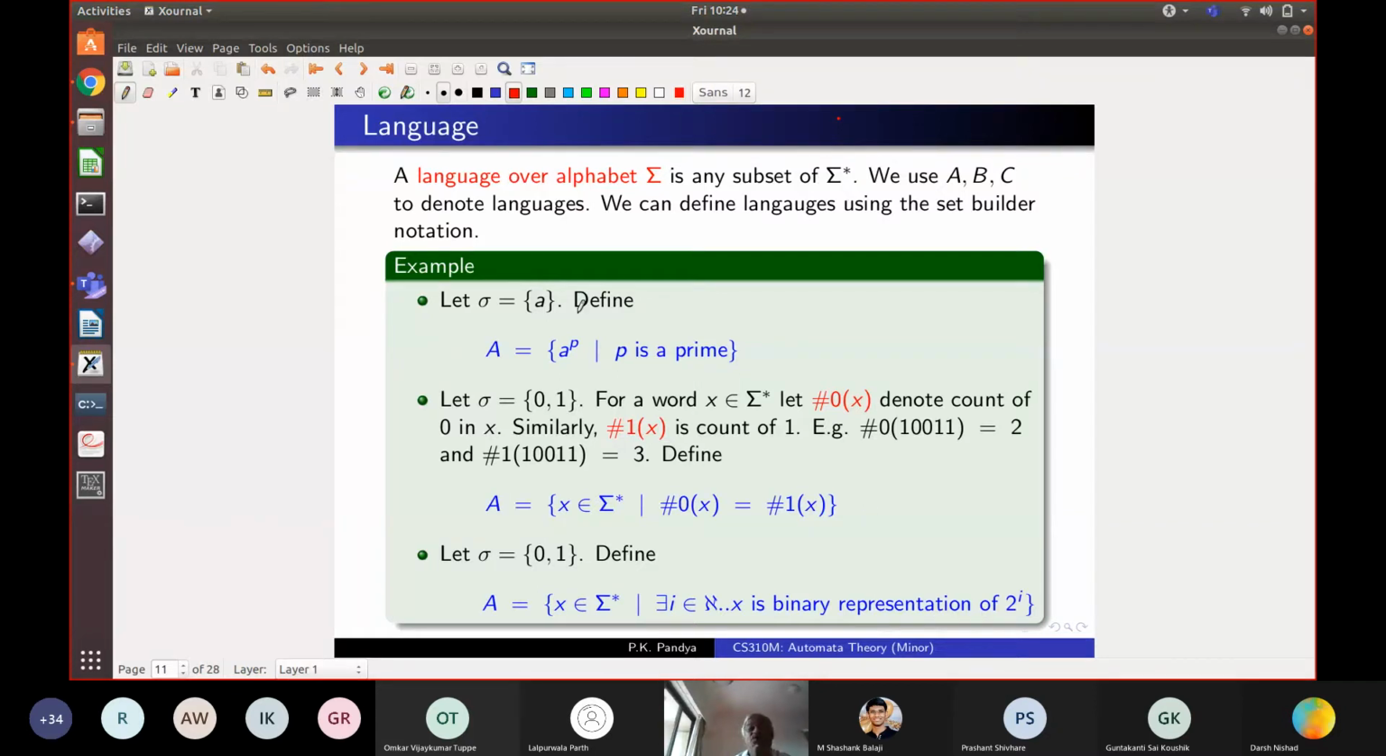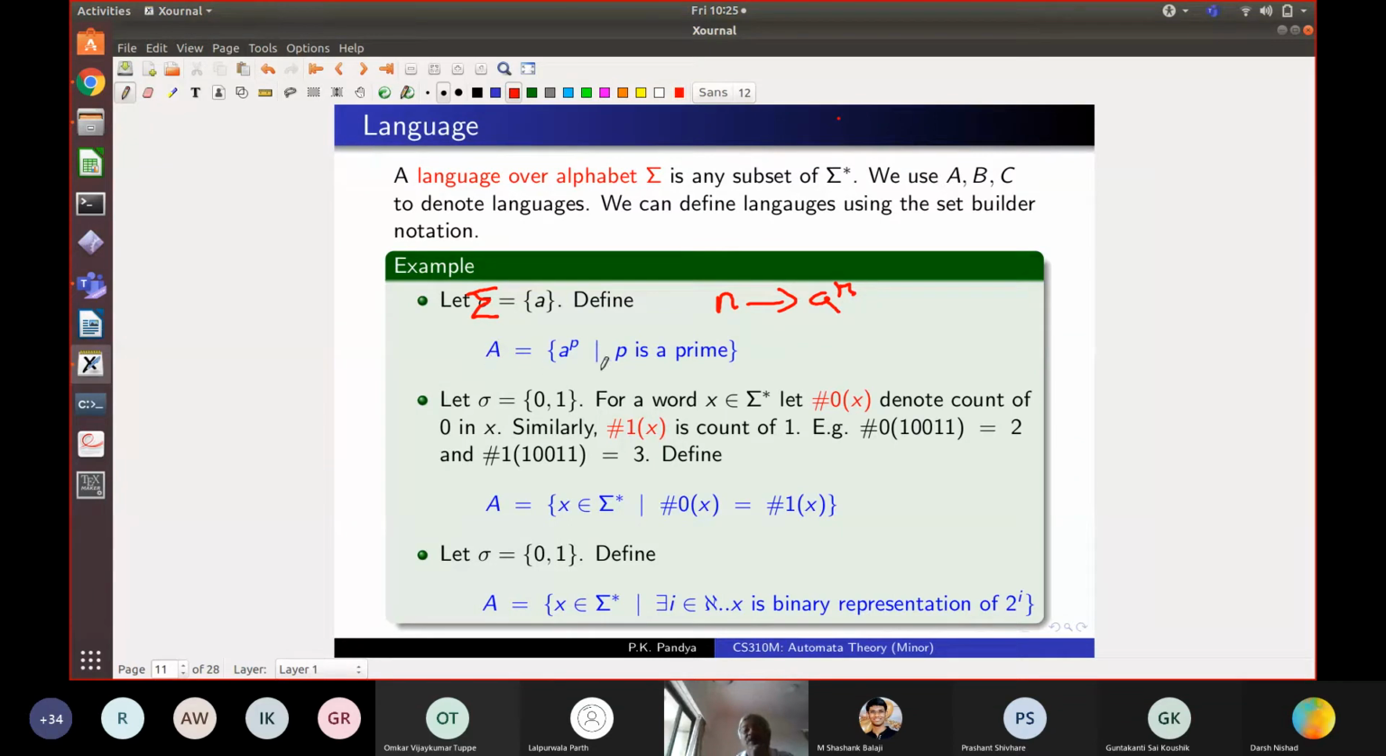For example, I want to define primes, and I will give numbers in unary notation. So I will choose my alphabet, this should be capital sigma, to be the unary alphabet with only one letter. A number n will be represented as a to the power n, that is a repeated n times, where a is a symbol. What is my language of primes in unary notation? It is all strings of the form a to the power p, that is a repeated p times, where p is a prime.